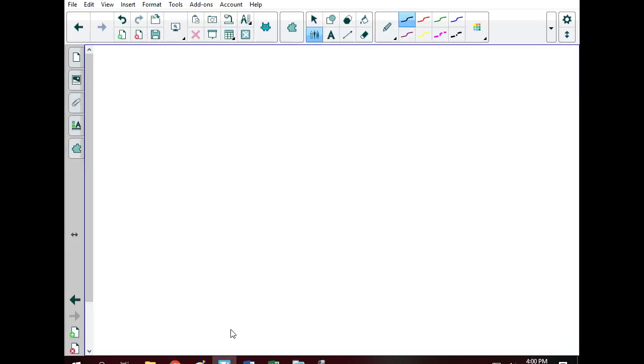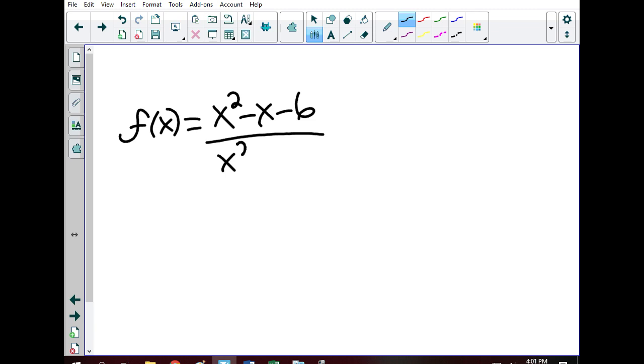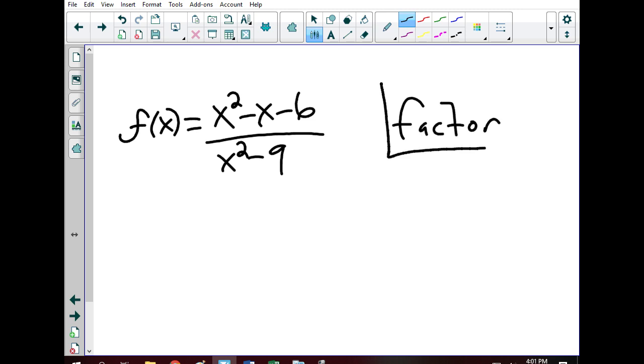So let's write our function. Okay, so there is our function. And quite honestly, the same work we did to find limits algebraically is the same work we're going to use to find infinite and removable discontinuities. So the key skill, once again, is being able to factor.